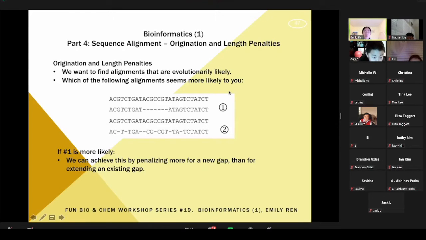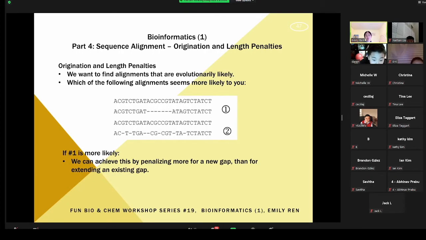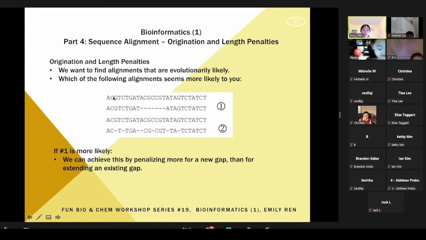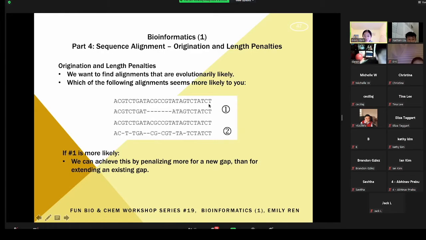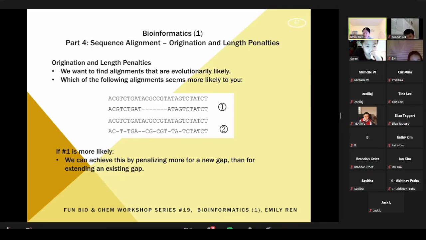So there are several ways to create a scoring matrix to evaluate your sequence alignment. So this one is just a point of personal preference. So which one do you guys think is more likely? There's no right answer. Sequence 1 or sequence 2. Okay, so Michelle, Nathan, and Apanav answered. So I'll give you guys 1 point each, but there's actually no right answer. So it basically just depends on what you're looking for.